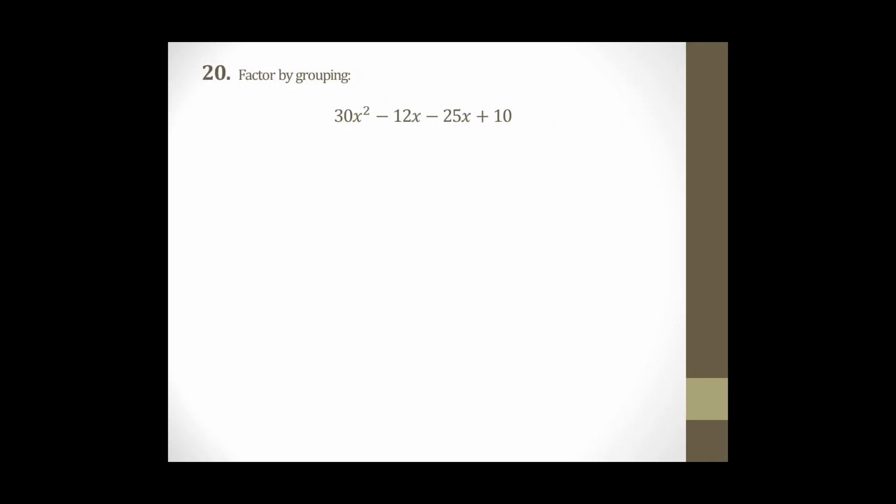Okay, so number 20, factor by grouping. So, we've got our four terms. Now, we're going to do this the same way. The only thing that I like to always do, notice we have a negative here in the middle, is include that in my second group so that I will factor it out and it'll all work out later. So we need to get the GCF between the first terms.